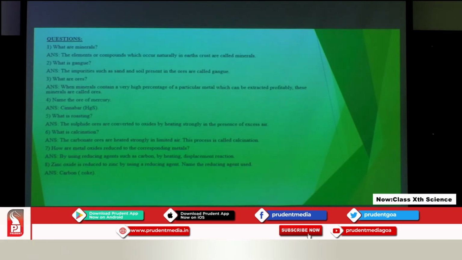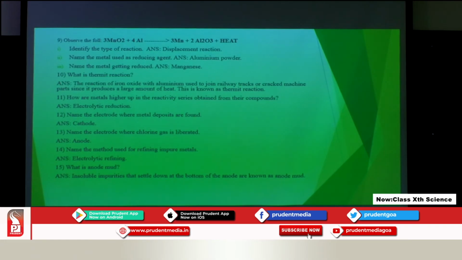Now how are metal oxides reduced to the corresponding metal? We are using reducing agents like carbon, and by displacement reaction the reaction takes place. The zinc oxide is reduced to zinc by using a reducing agent. Name the reducing agent used. It is carbon. Next, we have written one equation there: MnO2 plus 4Al gives manganese plus aluminum oxide plus heat liberated. Name the type of reaction. The type of reaction is displacement reaction.